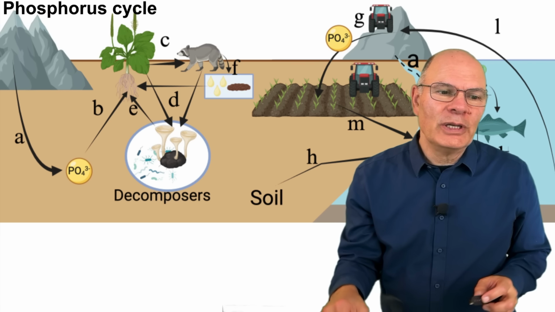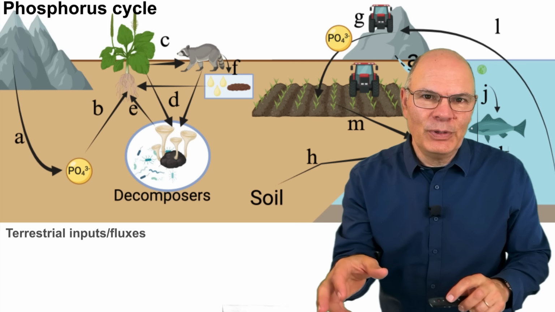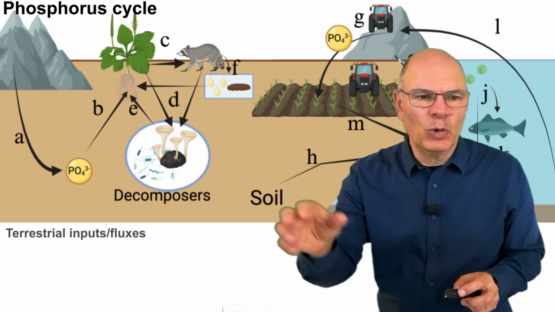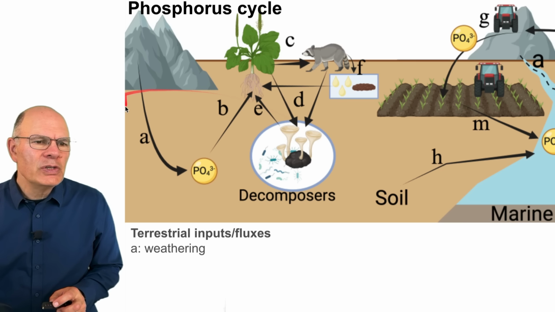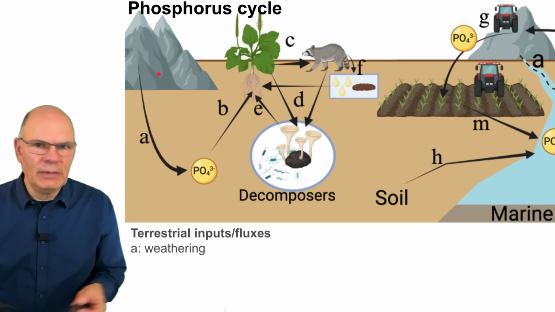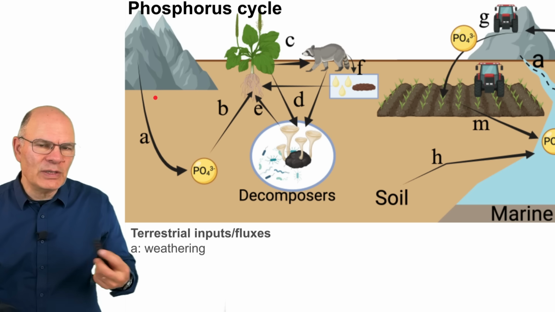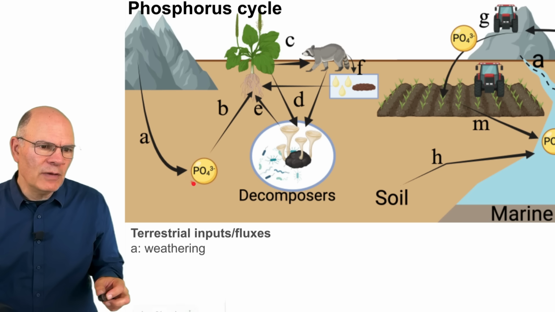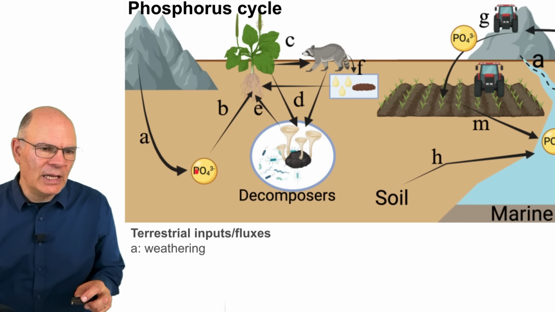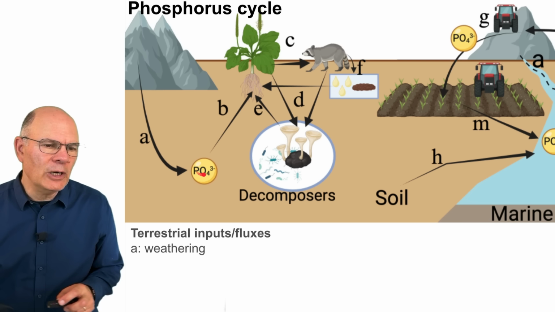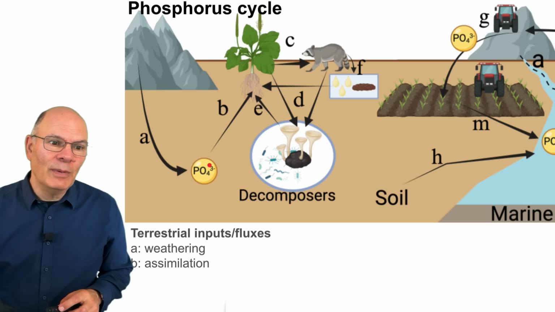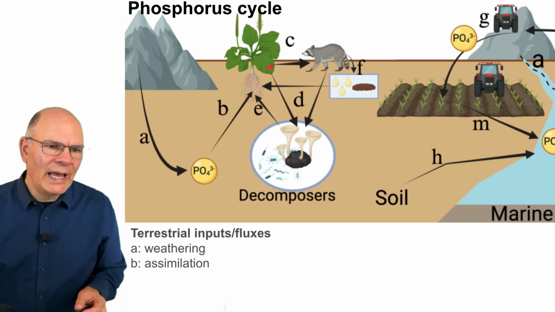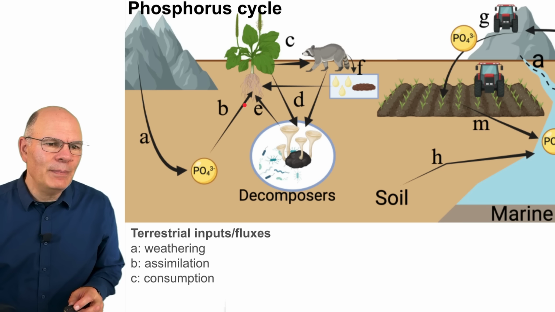We're going to start by looking at terrestrial inputs and fluxes, then we'll look at those that happen in aquatic or water-based systems. So phosphate is originally locked away in rocks as a mineral, and through weathering it becomes part of the soil. So here's the phosphate ion in the soil right over here. When the phosphate is available in the soil, it can be assimilated or taken up through plants, and that's what we see over here at B.